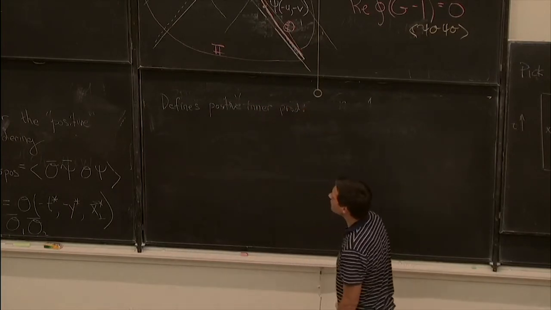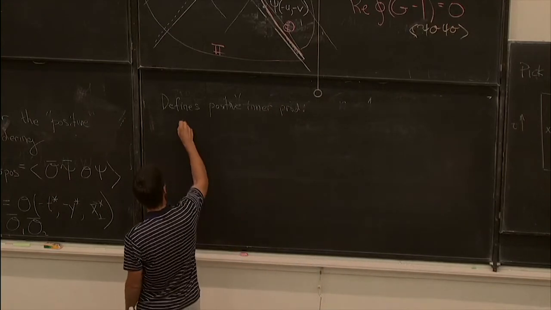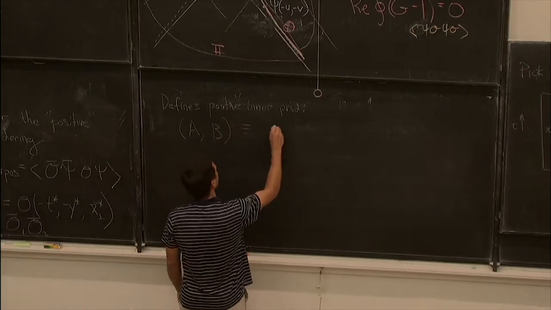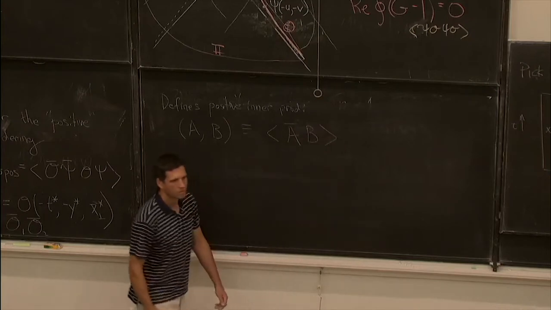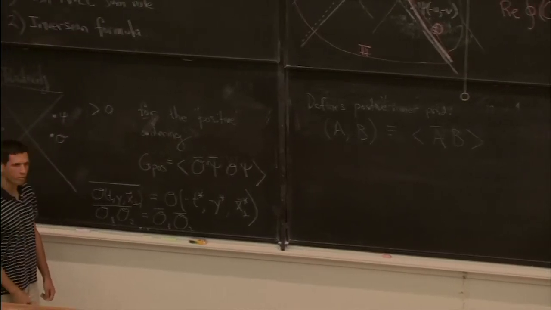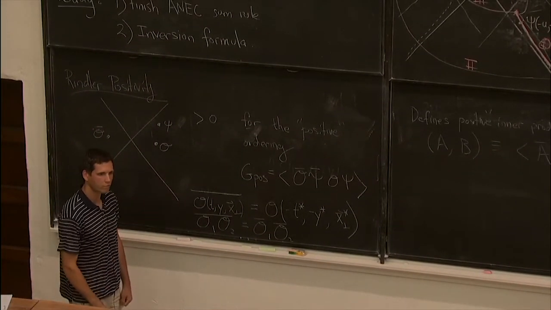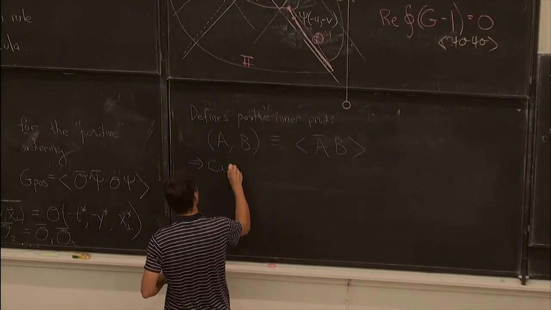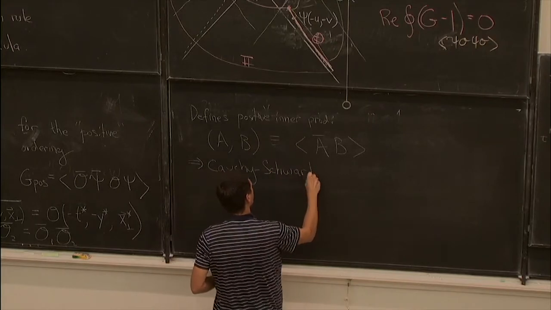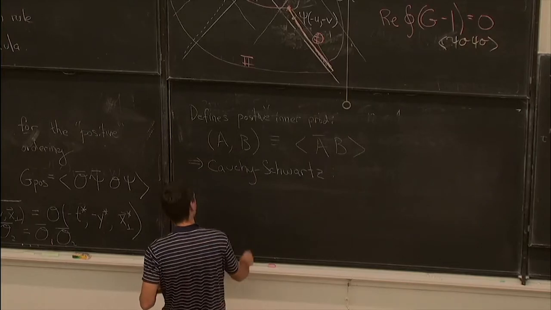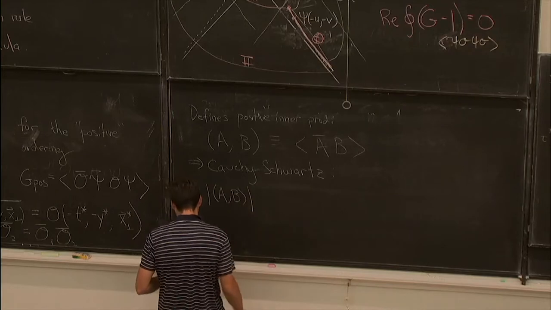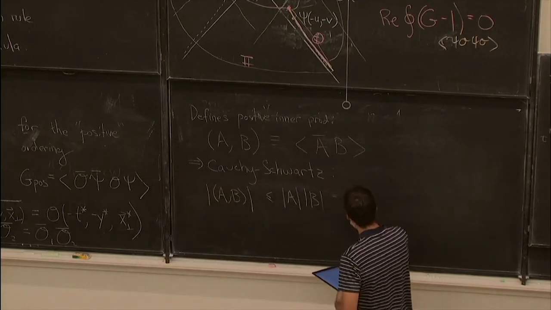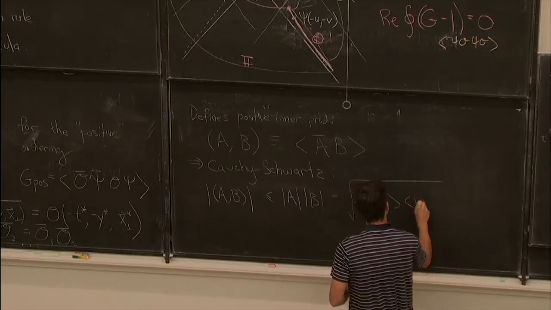So to apply this to the double disk, we can use the fact that this defines for us a positive inner product. The inner product for two operators A and B is just A bar B. This is defined for operators that live in a single Rindler wedge, so let's say operators in the right Rindler wedge. Under this inner product, A has positive norm, and that means that you get Cauchy-Schwarz inequalities. Cauchy-Schwarz says that if you have a positive inner product, then the norm of AB is less than or equal to the norm of A times the norm of B, which in this case means the square root of A bar A, B bar B.